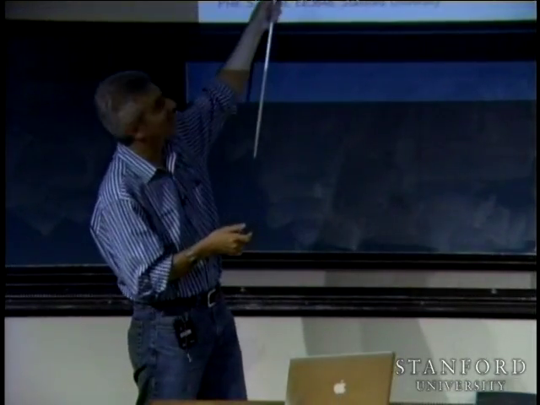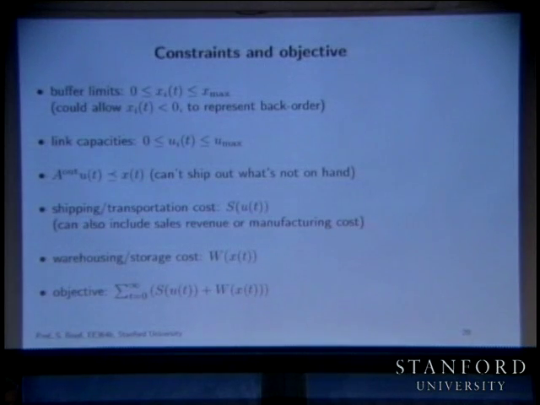So I think of it like a digital circuit, like a two-phase clock or something like that. Basically, on the rising edge, all the trucks leave, and this says the truck can't leave with stuff that's not there, and then on the falling edge of that clock, they all arrive. So that's my model of it. Okay, you can have a shipping transportation cost. That's S of u of t. This could be positive, negative. It can include sales revenue, manufacturing cost, all sorts of stuff in it.